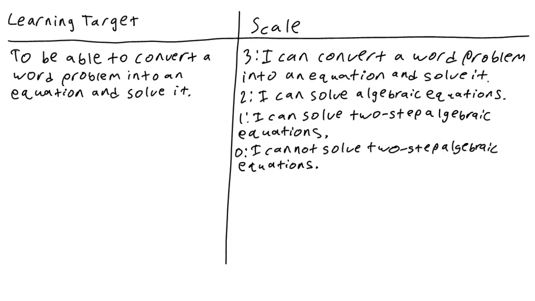Well, that's a problem. The learning target for today is to be able to convert a word problem into an equation and solve it. For a scale, you're a 3 if you can convert a word problem into an equation and solve it. You're a 2 if you can solve algebraic equations, not necessarily in word problem form. You're a 1 if you can solve two-step algebraic equations, and you're a 0 if you cannot solve two-step algebraic equations.